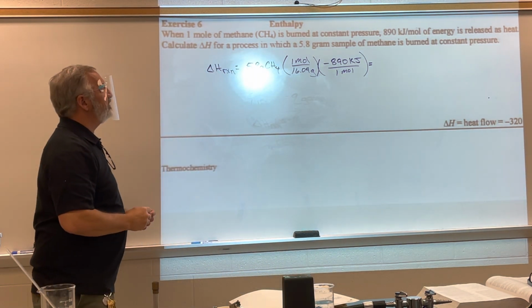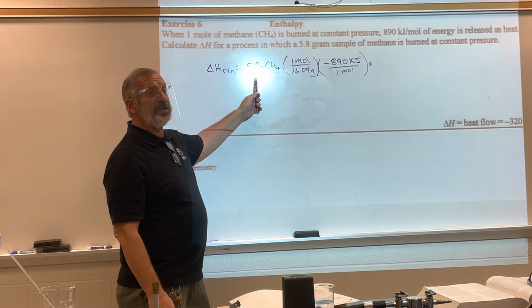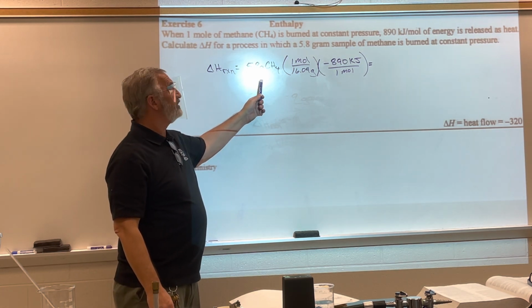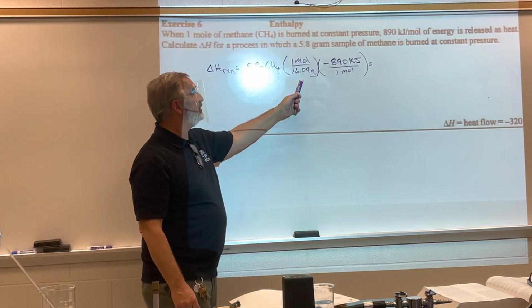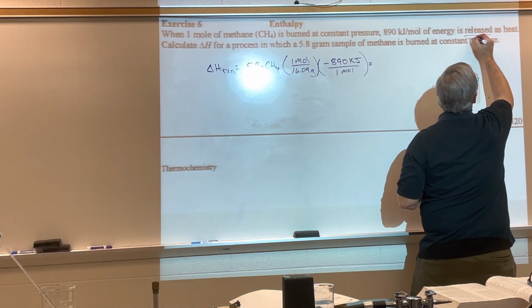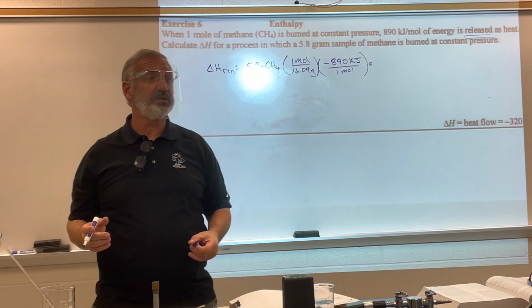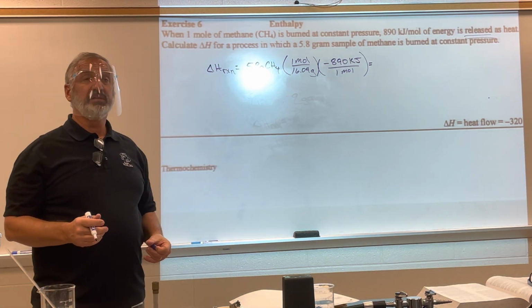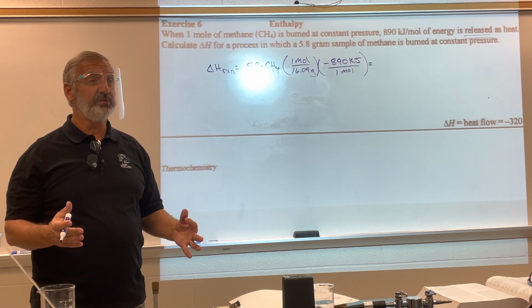All right, so it's a very straightforward problem. 5.8 grams of methane. Change that to moles using the molar mass of methane, and then use the given 890. Now, notice that it says it's released. So released means endo or exothermic? Exothermic. If it said absorbed, then it's going to be endo.